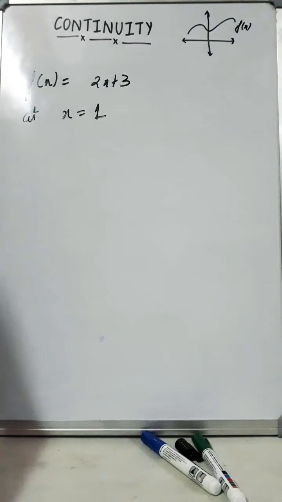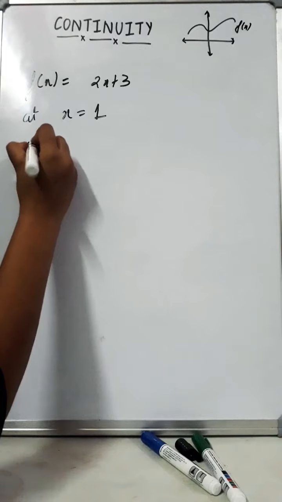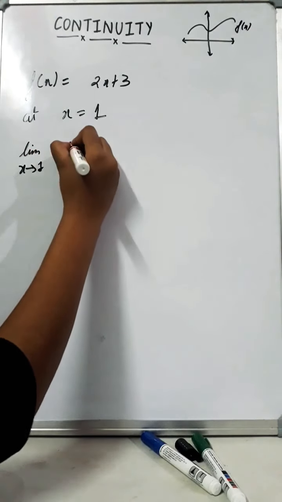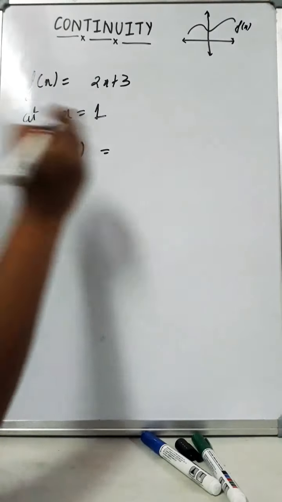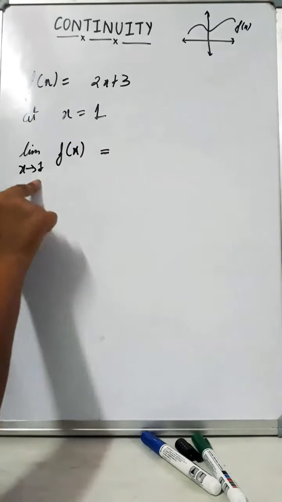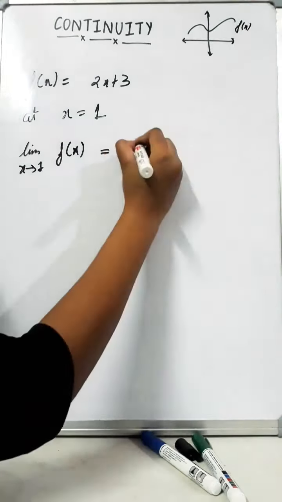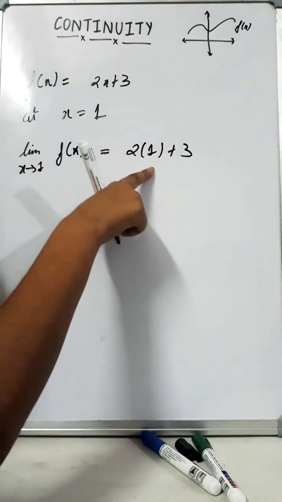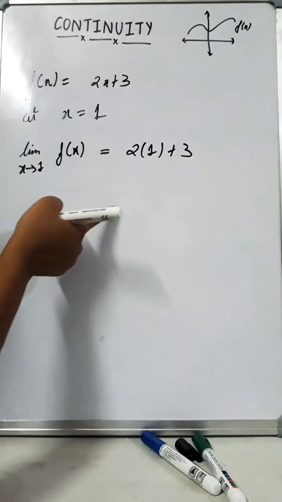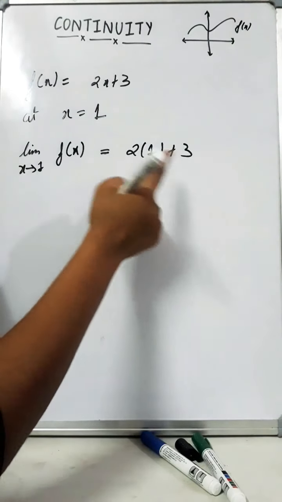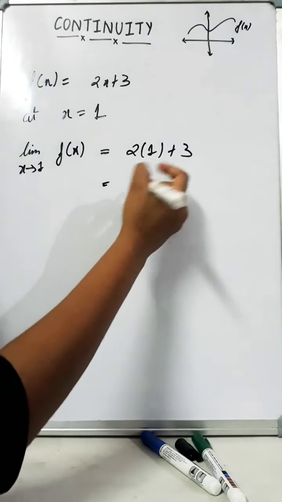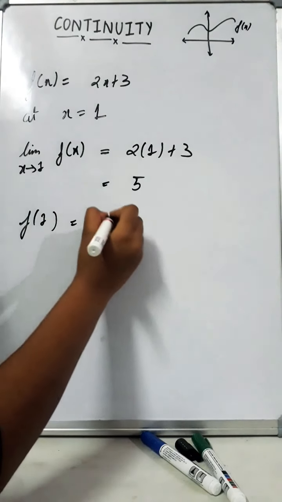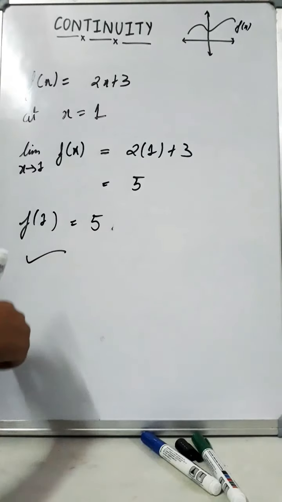Now you see what we have to do. Limit x tends to 1 of f(x). We will find the value of this. That means x is tending towards 1, so we will put this. Now this x is actually not equal to 1, but it is very closely turning to 1. Here you get the value 5, right? And f(1) is also 5. So your function is continuous.